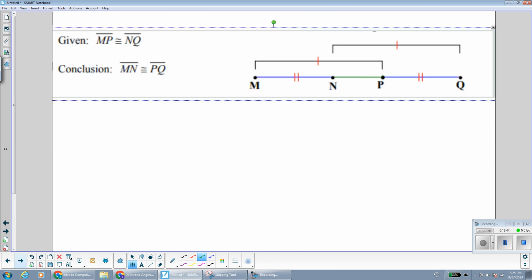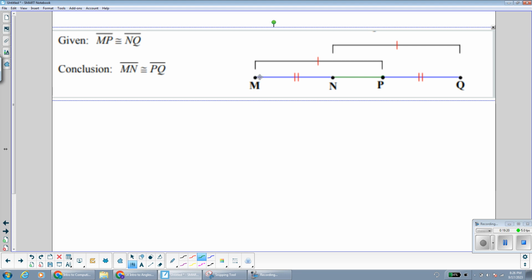We also do have the subtraction postulate of congruence, and that's the opposite. Instead of starting with information that's too small and needing to make it bigger, we would use the subtraction postulate when we're starting with information that's too big and we need to make it smaller. If you take a look at this example, notice we're starting with information about line segment MP and line segment NQ being congruent to each other. And we want to arrive at the conclusion that MN is congruent to PQ.